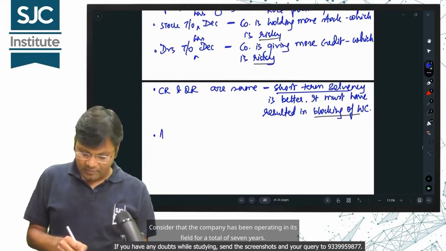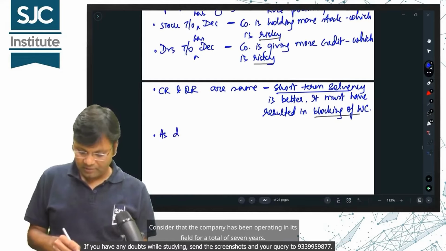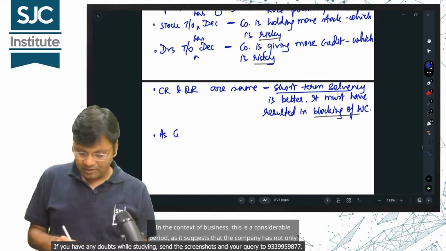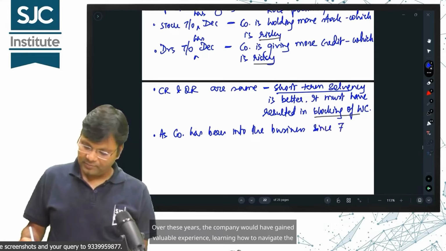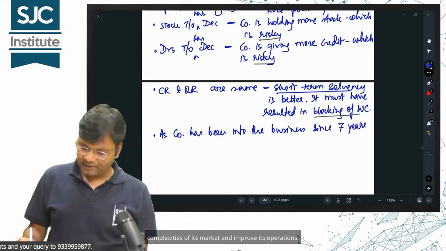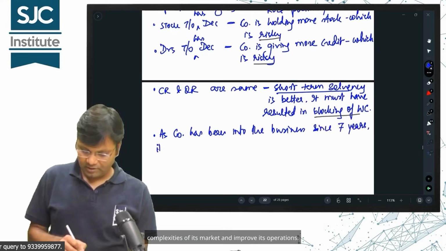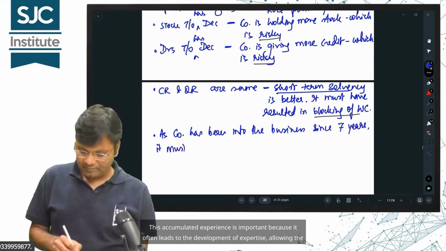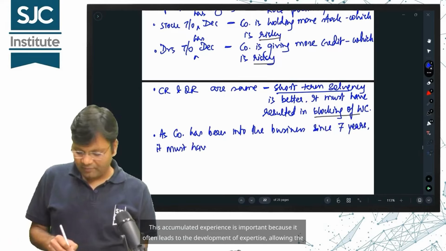Consider that the company has been operating in its field for a total of 7 years. In the context of business, this is a considerable period, as it suggests that the company has not only survived but has also adapted to the various challenges and changes that can arise in the industry. Over these years, the company would have gained valuable experience, learning how to navigate the complexities of its market and improve its operations. This accumulated experience is important because it often leads to the development of expertise, allowing the company to handle its business more effectively.